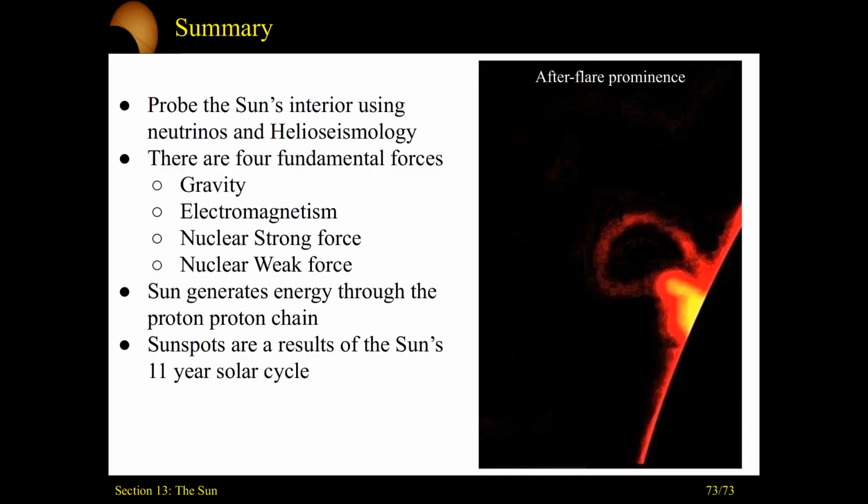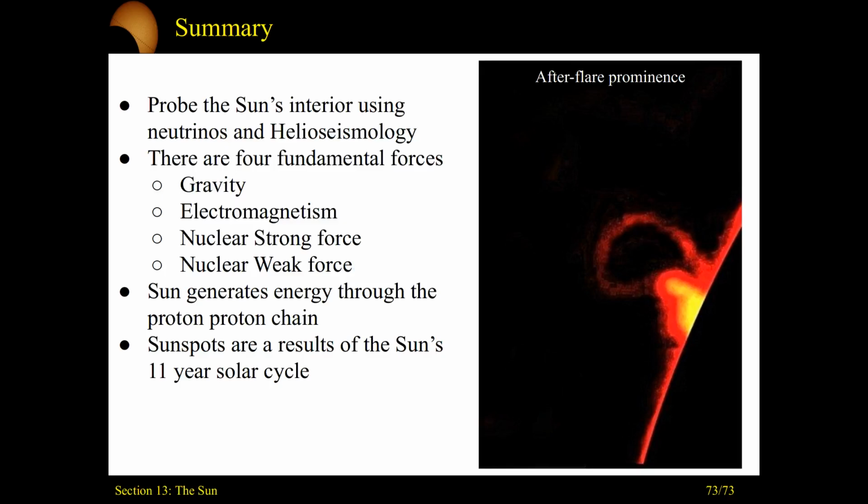To recap section 13, we've probed the sun's interior by measuring the neutrinos produced in the fusion processes and used helioseismology to track the density, the depth of material. This fusion is a result of understanding our fundamental forces. Recall we set up there are four: gravity, electromagnetism, the nuclear strong, and the nuclear weak force. Gravity holds planets together, electromagnetism holds molecules together, the strong force holds nuclei together, and the weak force breaks the nuclei.